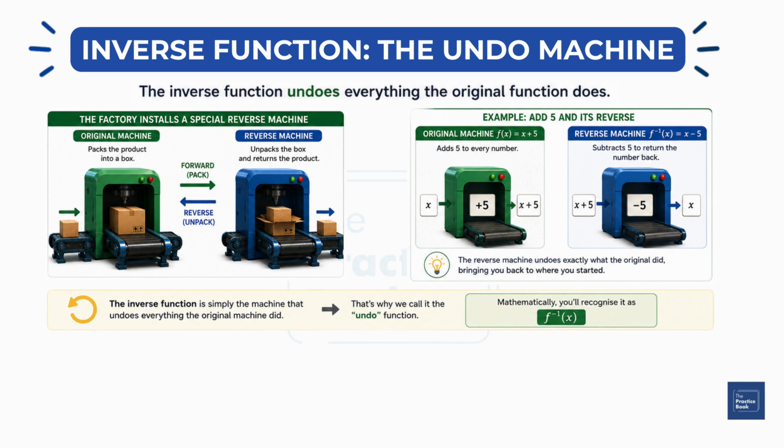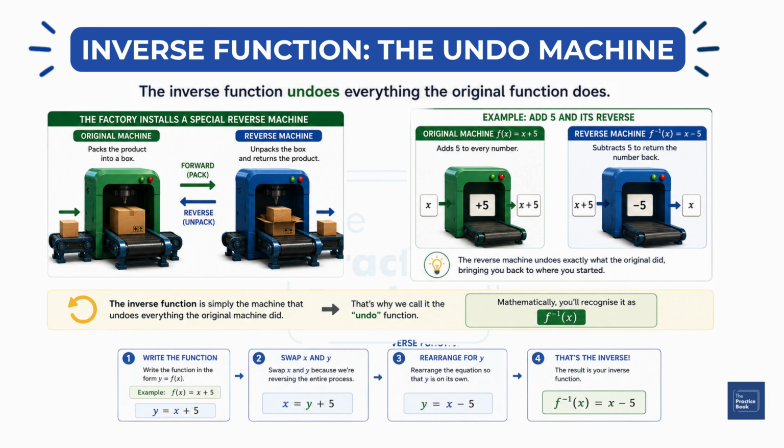Mathematically, you'll recognize it as f to the power of -1 of x. To find it, start by writing the function as y equals the function, then swap x and y because we're reversing the entire process. Finally, rearrange the equation so that y is on its own. The result is your inverse function.